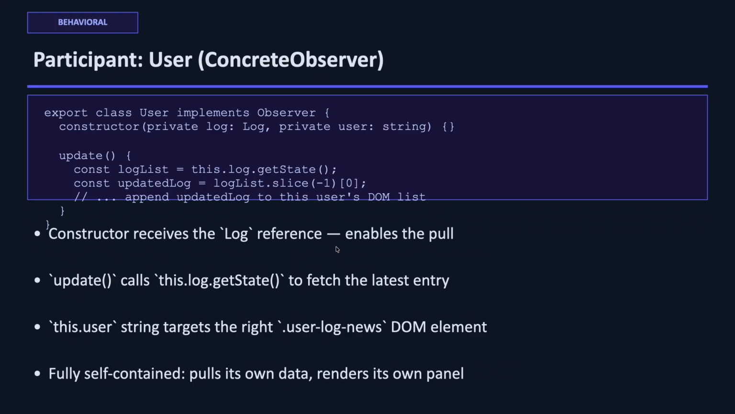And here we finally have the user. This is the concrete observer. It takes the log reference in its constructor, and this is how it knows where to pull the state from when it's notified. When the update fires, the user calls log.getState, and that's the pull step. It takes the last entry from the log list slice, and it appends it to its own DOM list. Each user instance has its own DOM target, so all three render independently even though they received the identical notification.